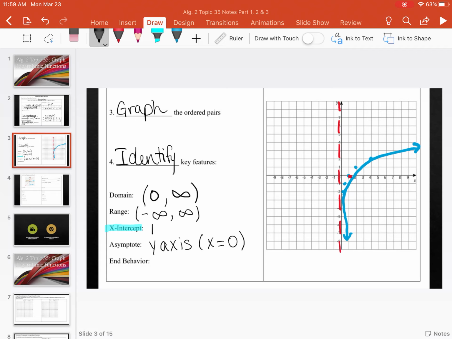For our end behavior, we're going to take into consideration what we had for the domain and range, and that's going to help us. As x approaches 0, because remember x doesn't go to negative infinity because we have that asymptote there, y goes to negative infinity. y keeps going down, down, down. Or as x goes to positive infinity, y also goes to positive infinity. So that's graphing a logarithmic function.